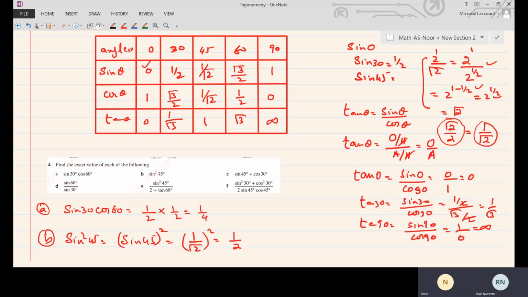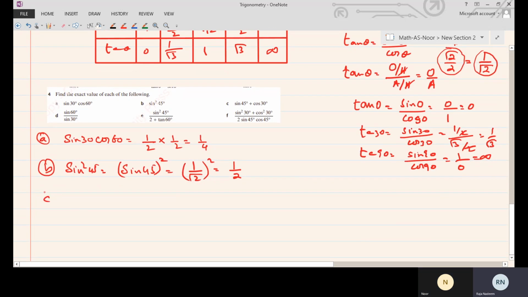Would be 6 root plus 2 root over. Sine of 45 plus cos of 30, 1 over root 2 and under root 3 over 2. So 2 root 2 is LCM, so it is 2 plus 6 root. So this is the exact answer. When you use calculator, you'll get decimal of this part. Okay, so that would not be required.